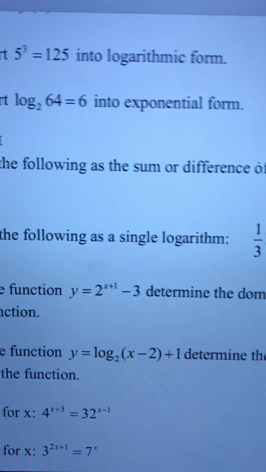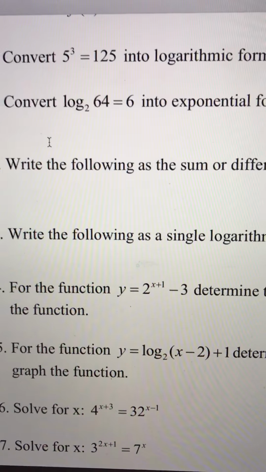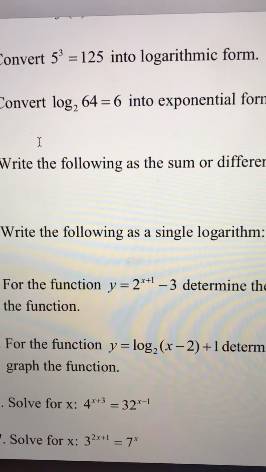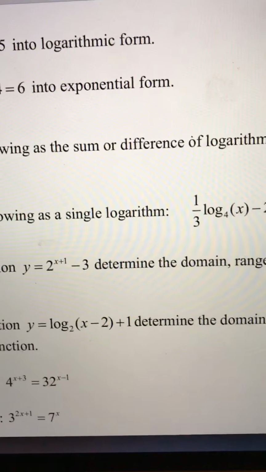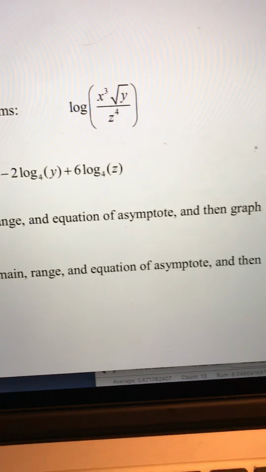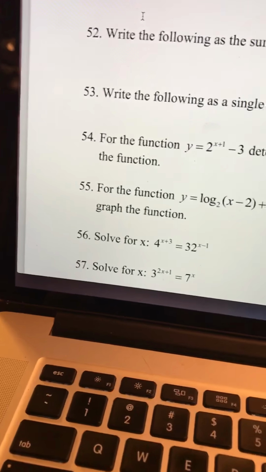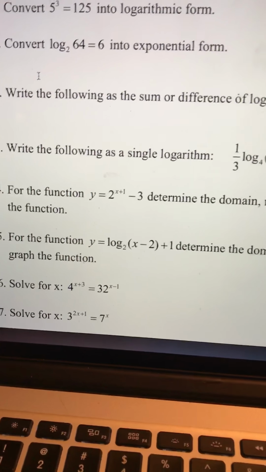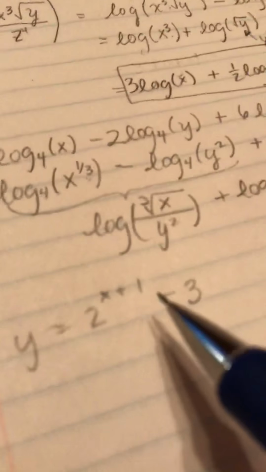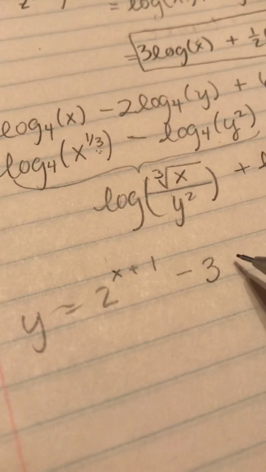All right, 54. For the function y equals 2 to the x plus 1 minus 3, determine the domain, range, and equation of asymptote, and graph the function. All right, so here's where you want to remember that an exponential function has domain all real numbers, because you can put anything into the power that you want to, and it's still defined. You can still get a number.